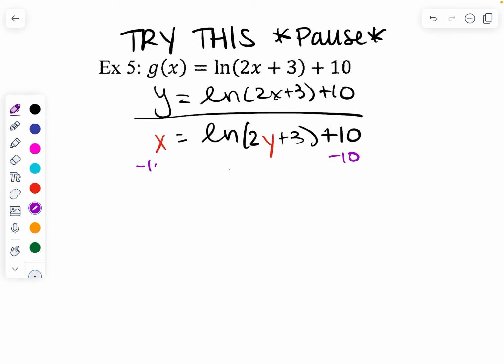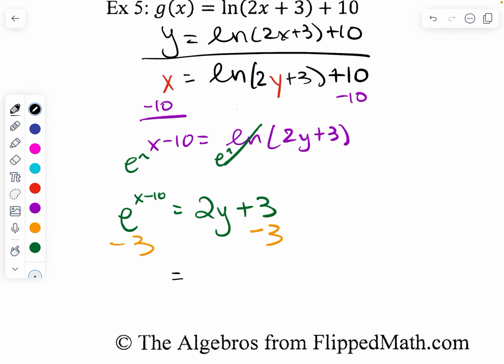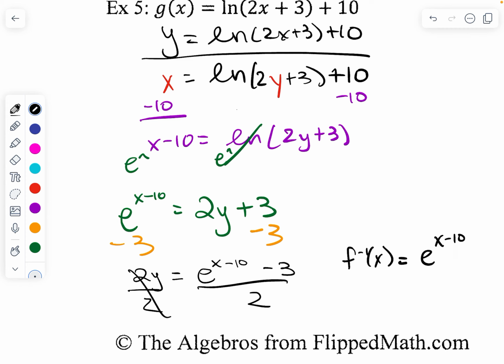So we're going to subtract that 10 over. And let's take care of that ln. So we're going to raise everything by an e. Subtract the 3. And so we end up with 2y equals e to the x minus 10, all subtracted by 3. Divide both sides by 2. So we've got the inverse of f of x equals e to the x minus 10 power, all minus 3, divided by 2.